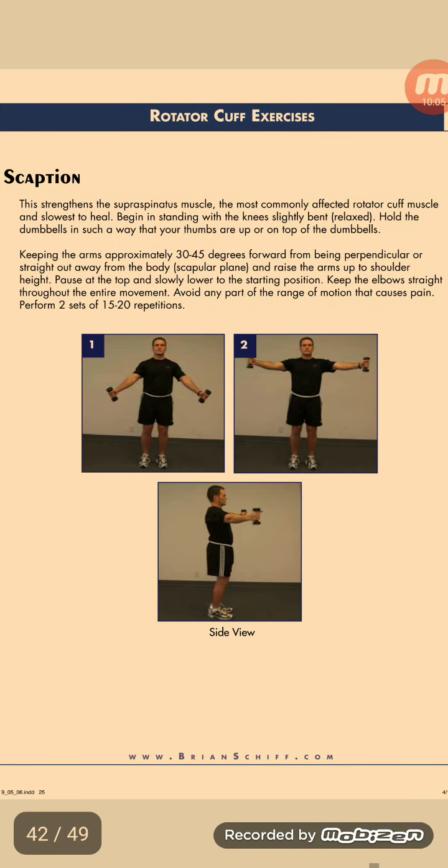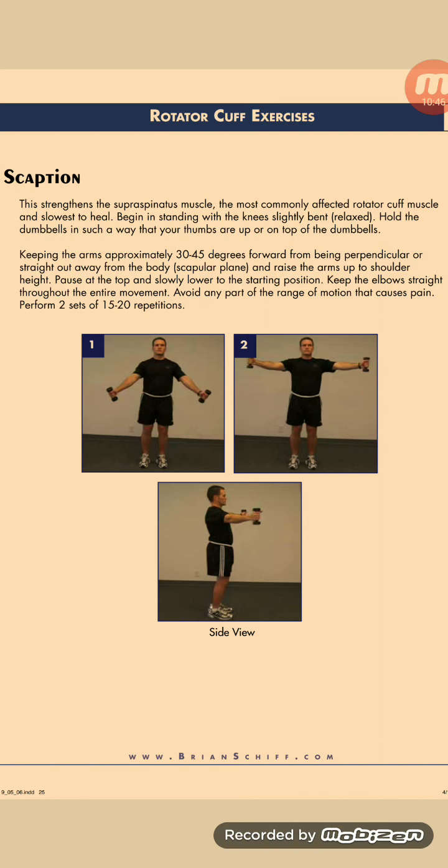Rotator cuff exercises. Scaption. This strengthens the supraspinatus muscle, the most commonly affected rotator cuff muscle and slowest to heal. Begin standing with knees slightly bent, relaxed. Hold the dumbbells in such a way that your thumbs are up or on top of the dumbbells. Keep the arms approximately 30 to 45 degrees forward from being perpendicular, or straight out away from the body, in the scapular plane, and raise the arms up to shoulder height. Pause at the top and slowly lower to the starting position.